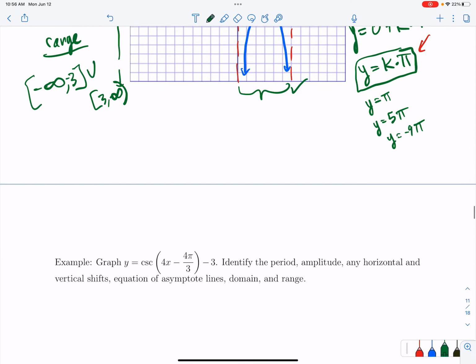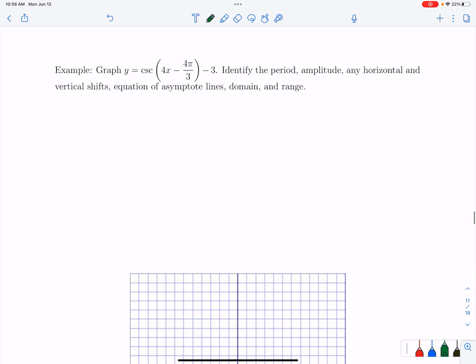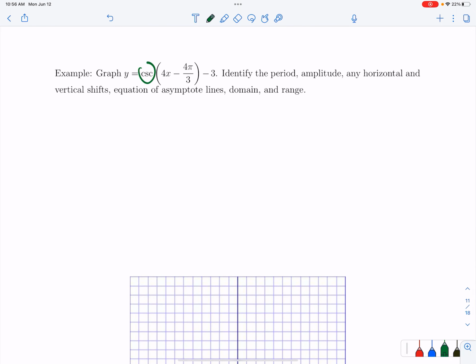All right, let's look at one more example here. This is now a cosecant graph, so I want to think of this as sine first. Writing this into standard form, I'm going to say 1 cosecant. I'm going to factor out this 4 to give me an x value there.